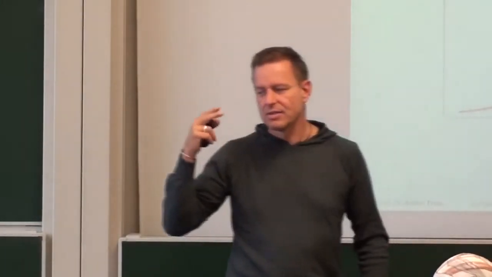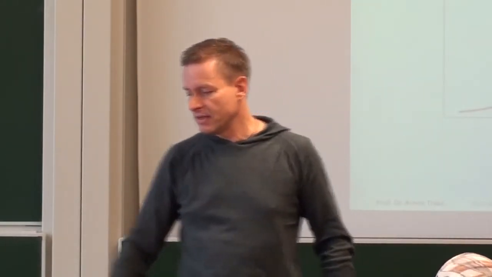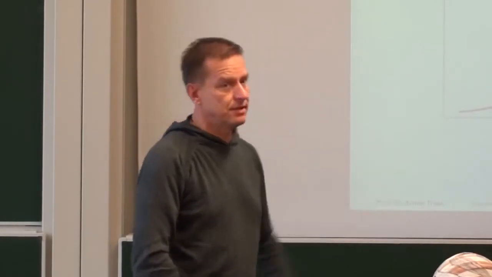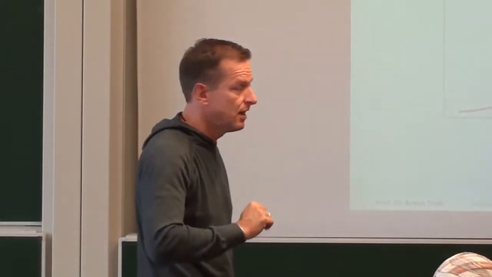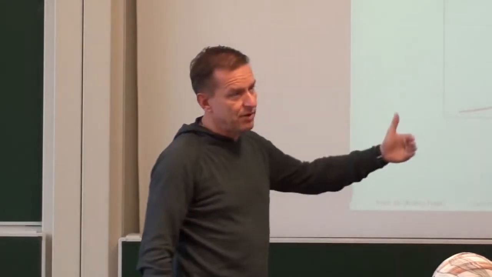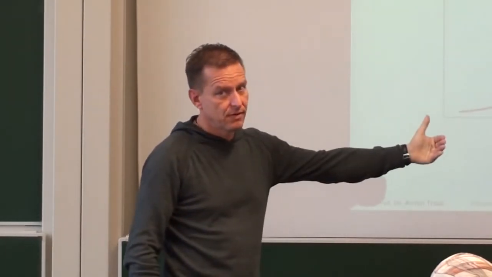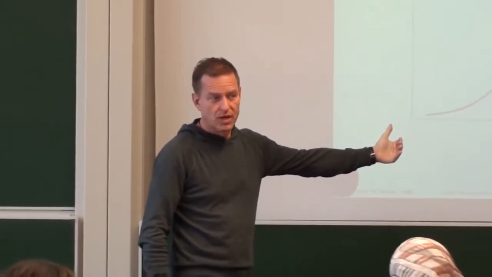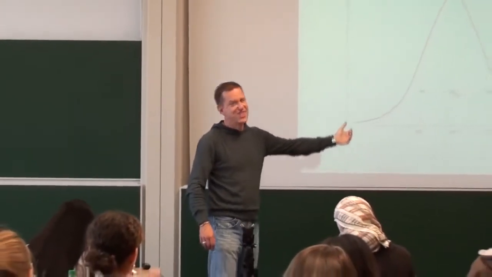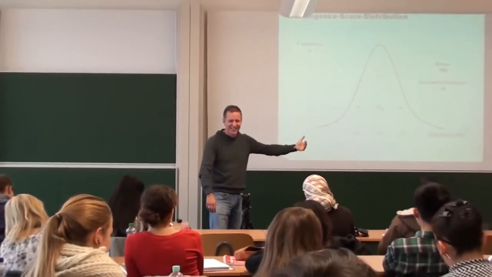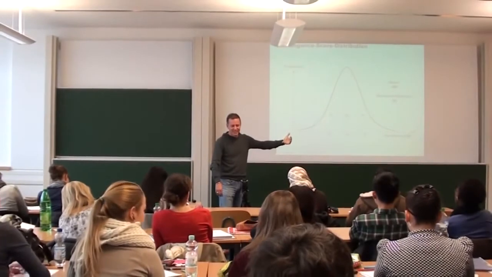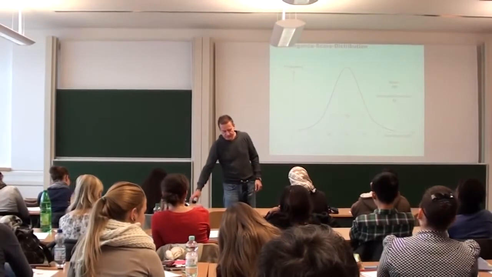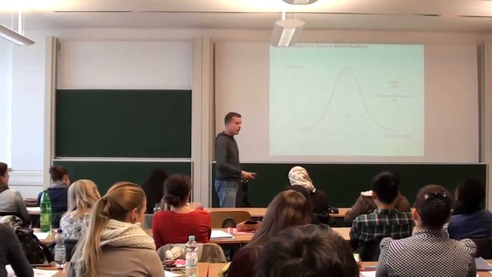So I really want you to take home that once you hear that somebody has an intelligence of, let's say, 115, you can easily tell how many people are better than 115? 16 point something percent. So that means 115 is quite good.